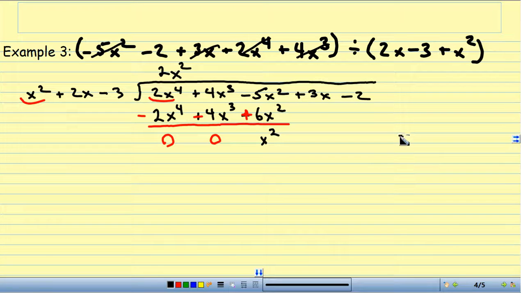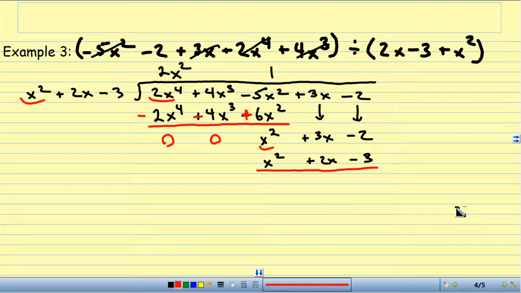And now, let's bring down some terms so I can divide into it. I'm going to bring down 2. I have plus 3x, and I have minus 2. Pay attention to your first terms. x squared times what gives me x squared? In this case, it's 1. So I have x squared plus 2x minus 3.